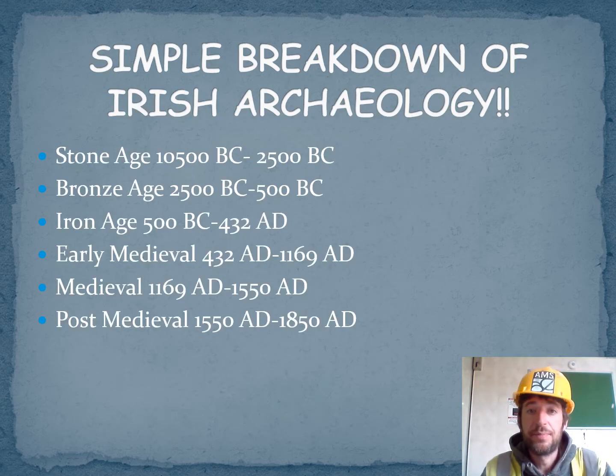Here is just a simple approximate breakdown of the periods of Irish archaeology. The Stone Age begins around 10,500 BC to about 2,500 BC. Then we begin to see the use of metals such as copper, gold, and bronze. This is known as the Bronze Age, and it runs from 2500 BC to 500 BC.